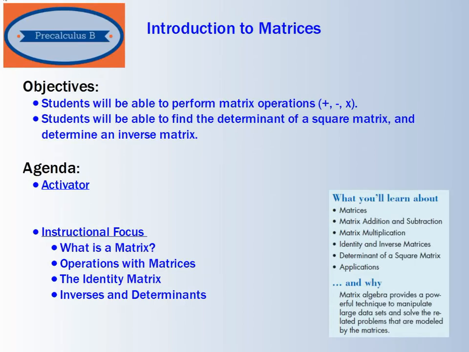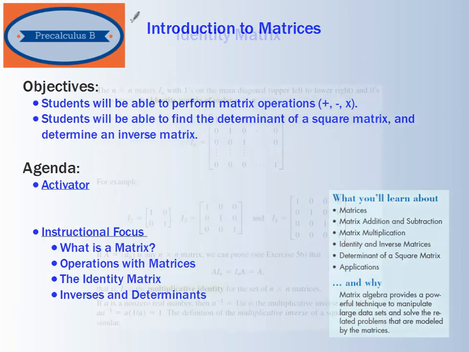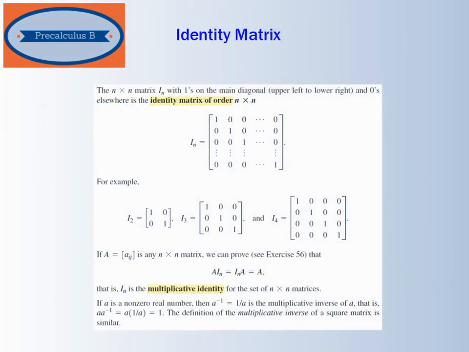All right. In our activator, we talked a little bit about matrices. We also saw the first part of the instructional focus where we defined what a matrix is. We took a look at matrix operations: addition, subtraction, multiplying by a scalar, and then how to multiply two matrices together. All right, so we're going to continue on and discuss the identity matrix. We're going to look at inverses and determinants of matrices and what those are and how they're used. So let's begin by looking at the identity matrix.